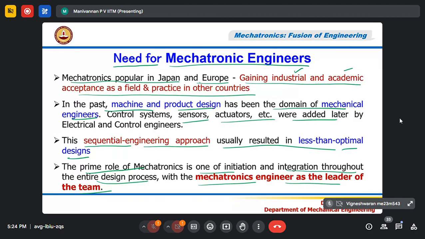So if you want to be a mechatronic engineer, you need complete knowledge. That's what the last sentence means. A mechatronic engineer will be a team leader. Only he can succeed, making everybody work and bring out a product quickly.